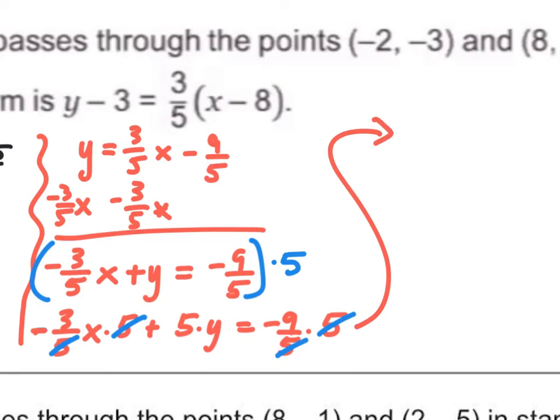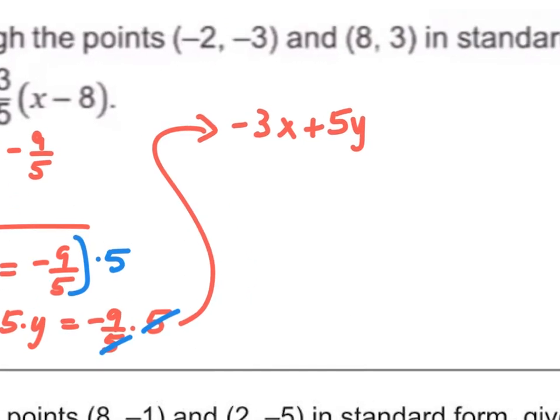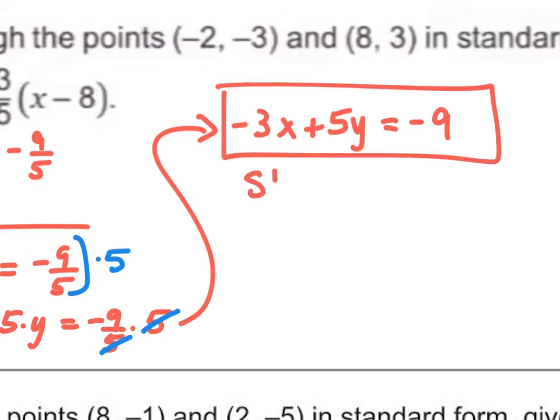We're going to get negative 3x plus 5y is equal to negative 9. And this is my answer in standard form, and that's what we're looking for.